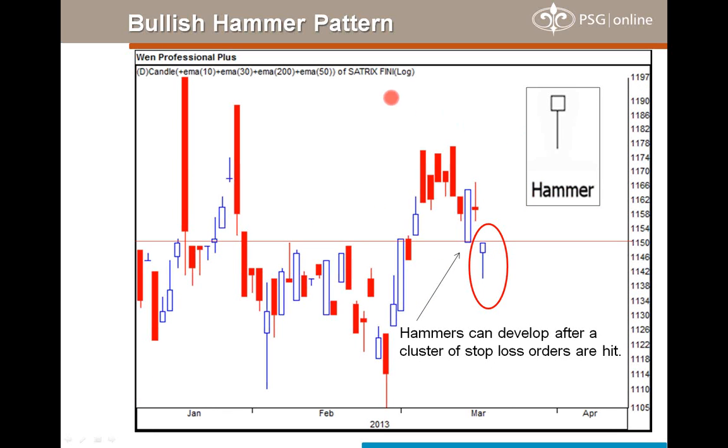Here's an example. This is on Xfinity, an ETF, where this level here was acting as a support level, and as I said just now, it can be hovering around the stop loss level. So all these stop losses were triggered. You can see the gap down, but there we go. This is a hammer. This could be a potential reversal pattern up. I like to look at the next day's candle to confirm.